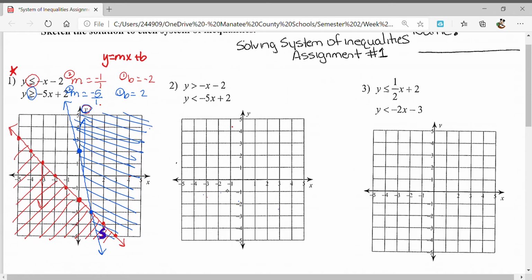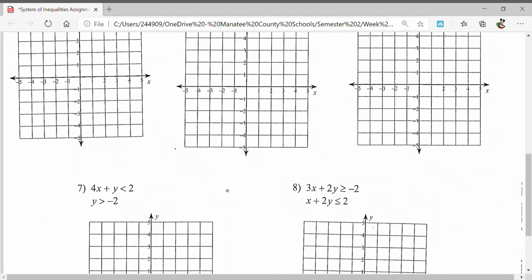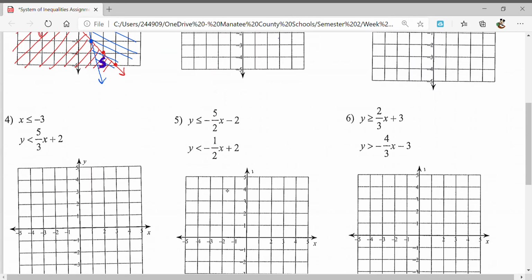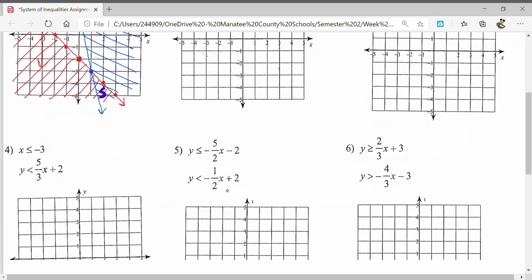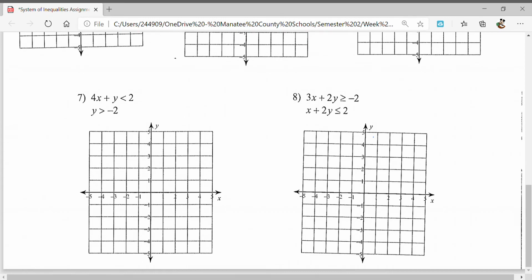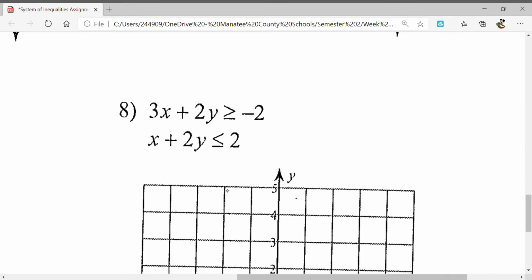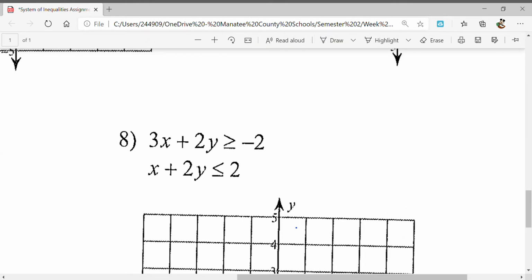Okay, so this is your assignment. You're going to go through and do all of these questions, numbers 1 through 8. All of these questions are already in slope-intercept form, the variable is all by itself, except for numbers 7 and 8. You need to fix either one or both of these. So let's go through and do number 8 together. I'm going to go through and explain number 8.